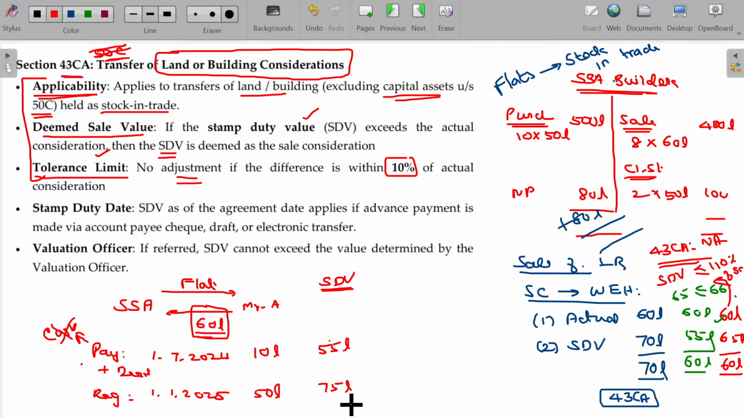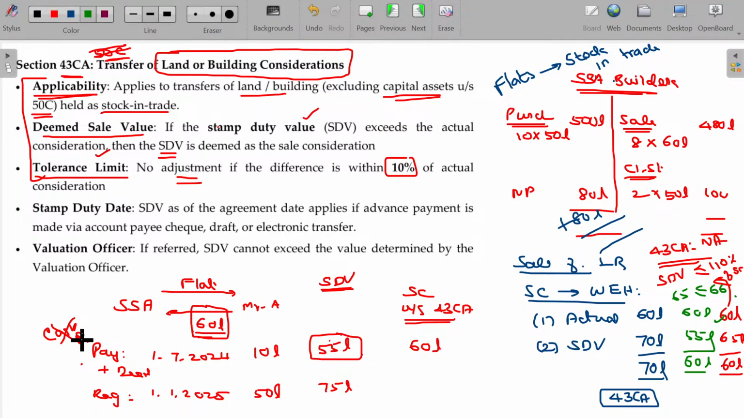Always remember, even if a small amount is transferred, and for the balance amount a small draft is agreed between these two parties, and the transfer is not in the form of cash, then that date's stamp duty value is final. You can take 60 or 55, whichever is higher. 60 lakhs will be your sale consideration under section 43CA. Clear? So from this it is very clear, even a small amount transferred in electronic mode, plus there is a small agreement, then automatically that will be final. You need not consider the other stamp duty value.